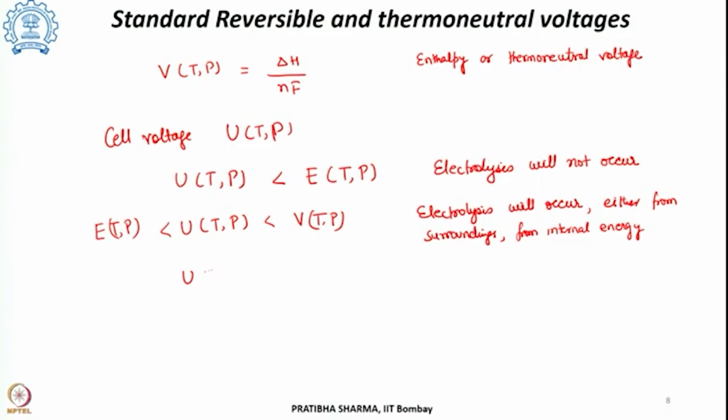However, when the cell voltage is higher than this voltage V, which is thermoneutral voltage or enthalpy voltage, in that case the electrolysis will occur and sufficient current will flow for the process to occur, and at the same time there will be certain heat losses involved. So, the process will start and the heat losses will be there. So, it cannot maintain the isothermicity in the process.